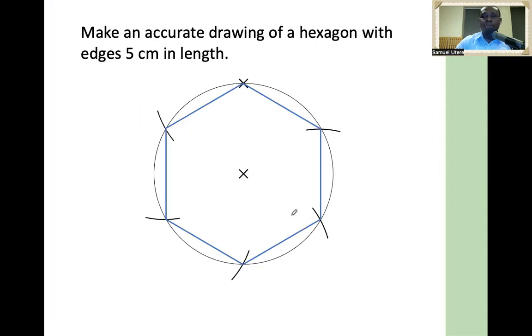Something interesting you want to know is what would you notice if you were to split this hexagon into triangles?